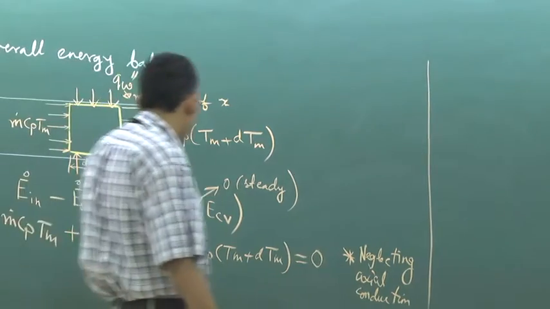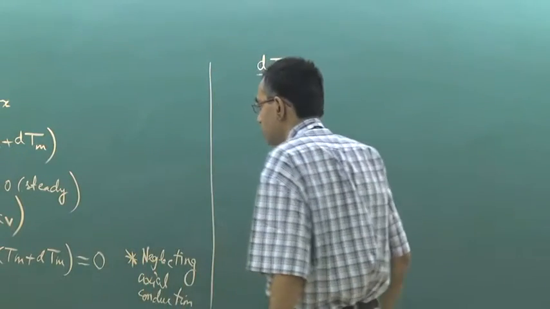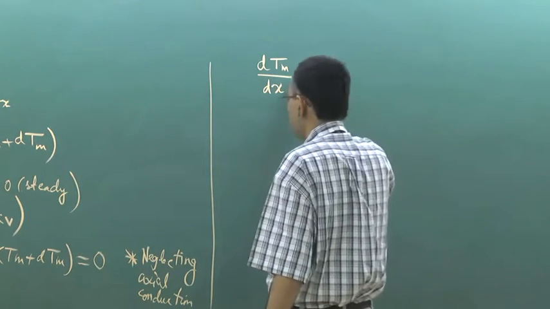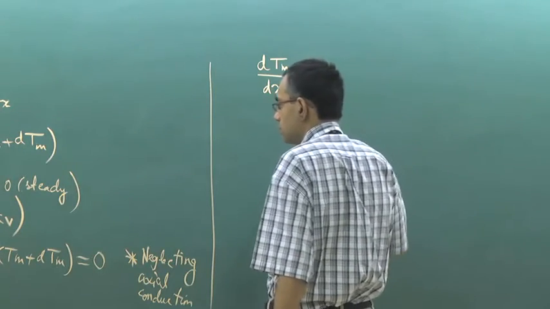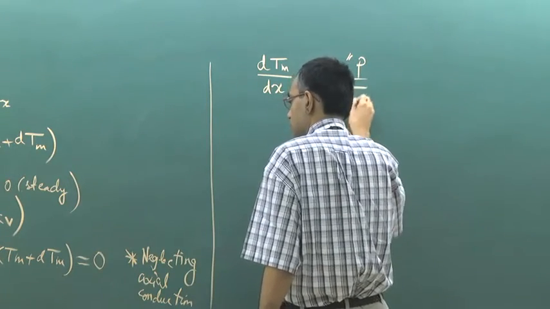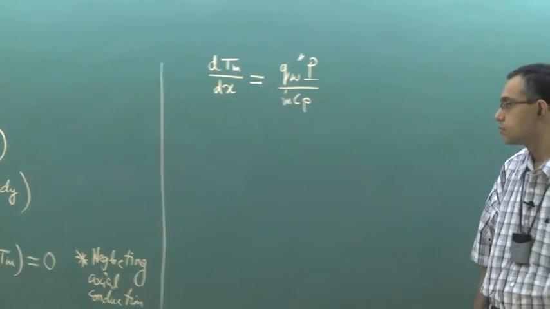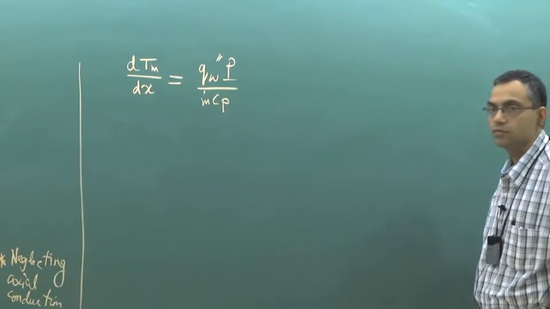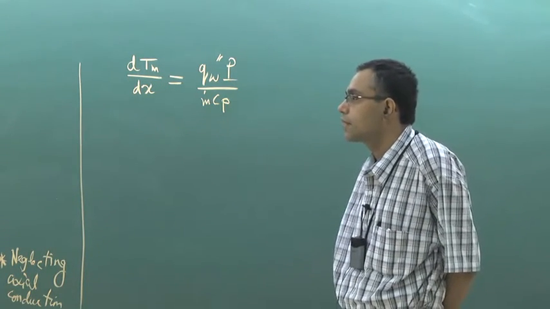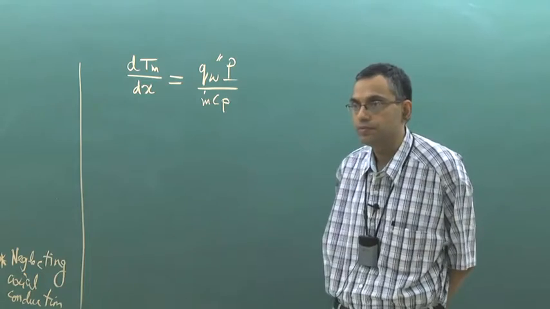So now from this equation you can write dTm dx is equal to q double dash P by m dot Cp.